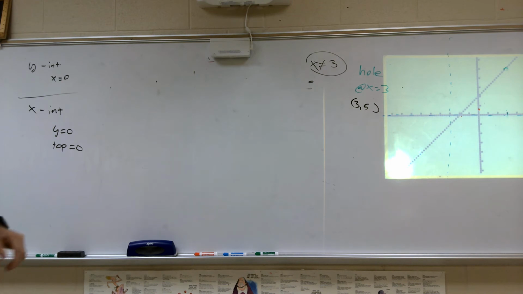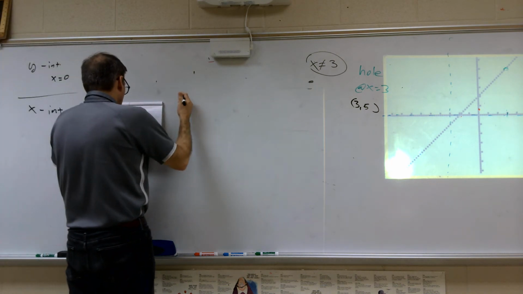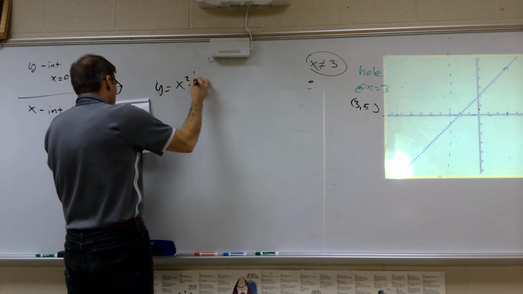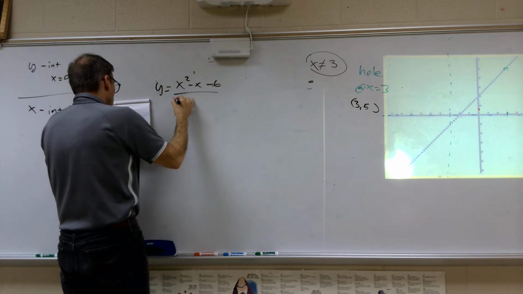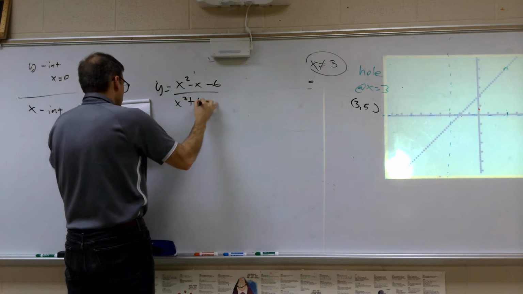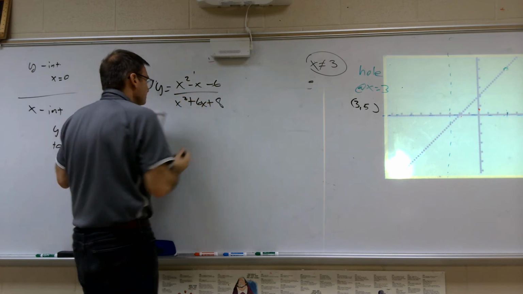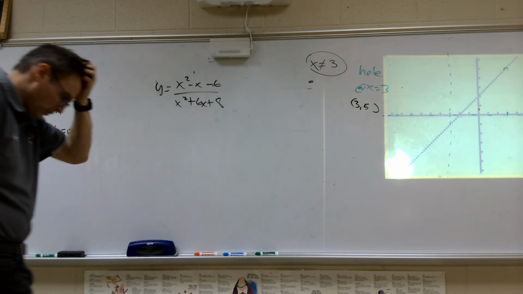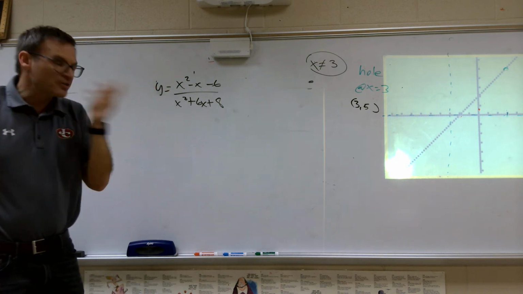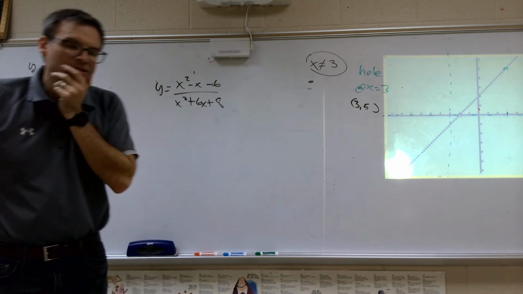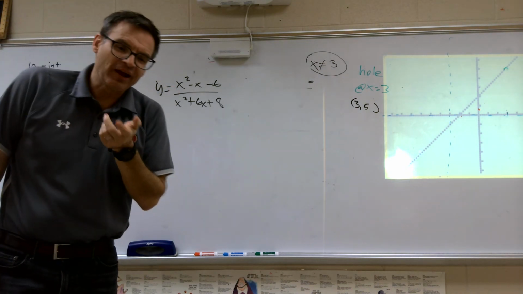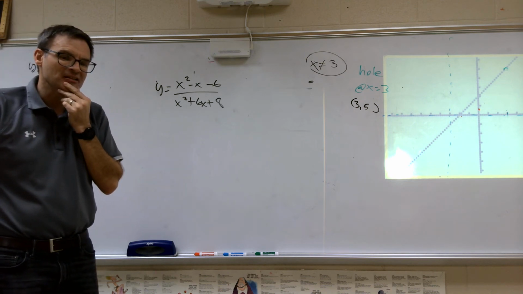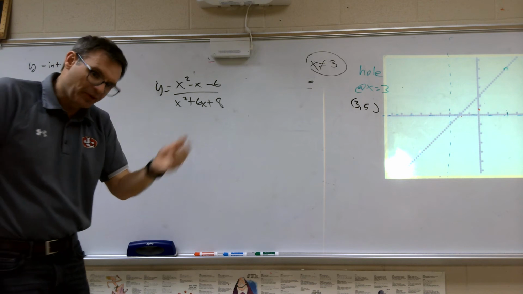I want to go back to this complicated thing. Let's say I give you y equals x squared minus x minus 6 all over x squared plus 6x plus 8. We've already talked about this. I already made you find the vertical asymptotes. I made you find the y-intercept. But I didn't have you find the x-intercept, right? And the reason I didn't have you find the x-intercept is, well, we're about to see.